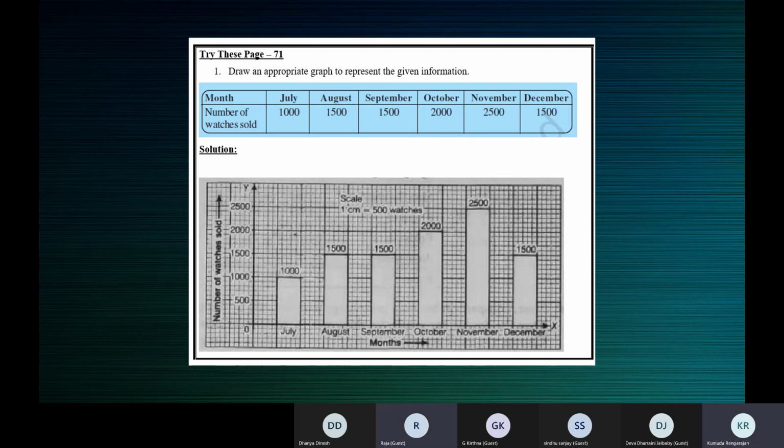Yes, children, I don't have anything much to say on this. Please look at the table and the solution, the graph, and ask me your questions.